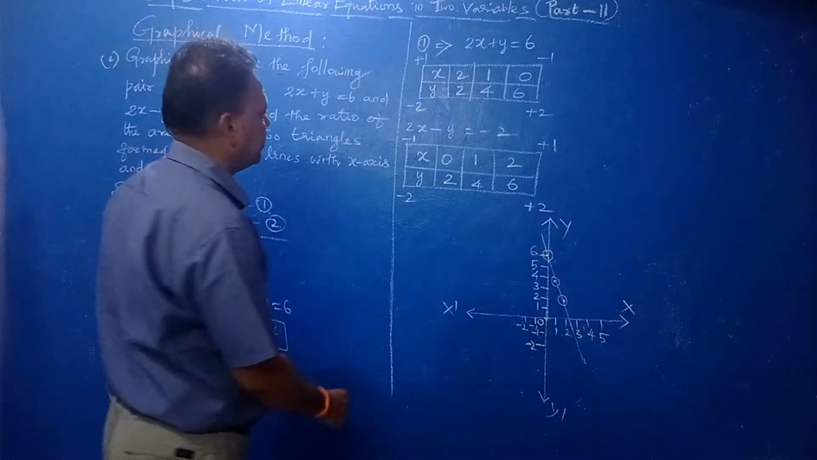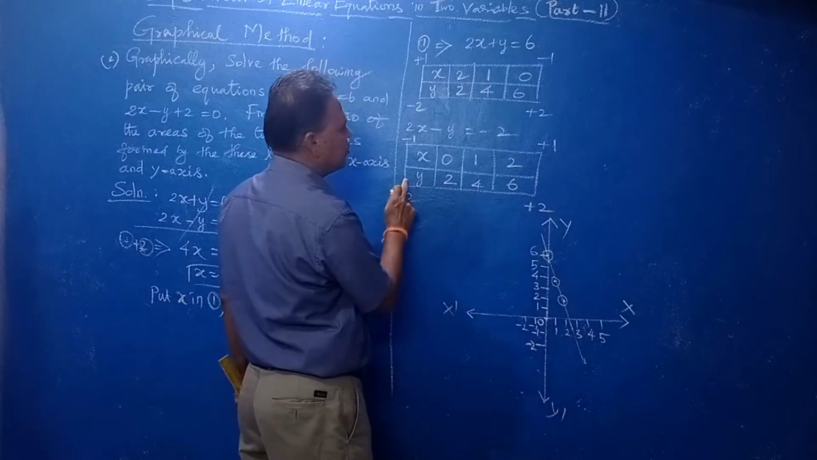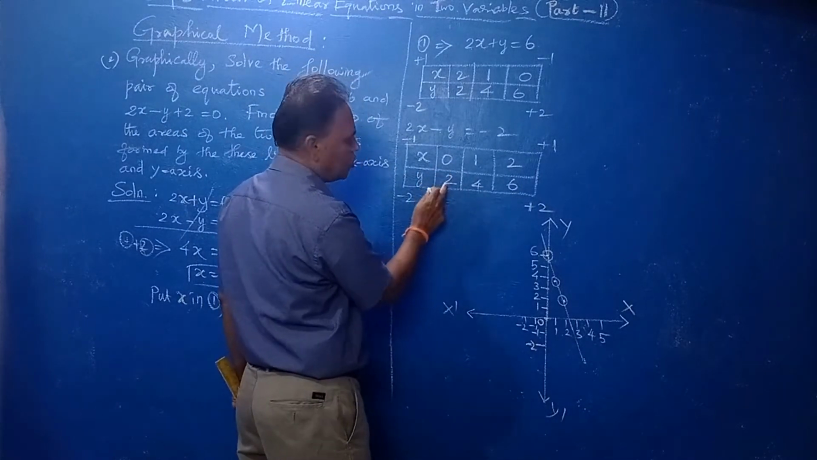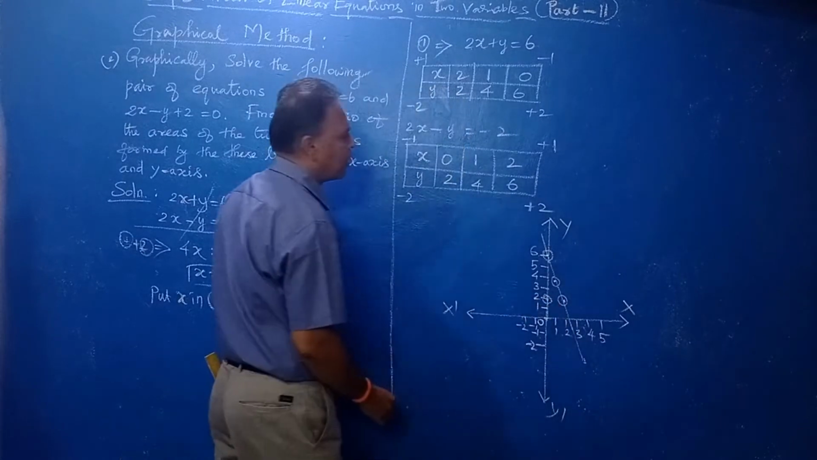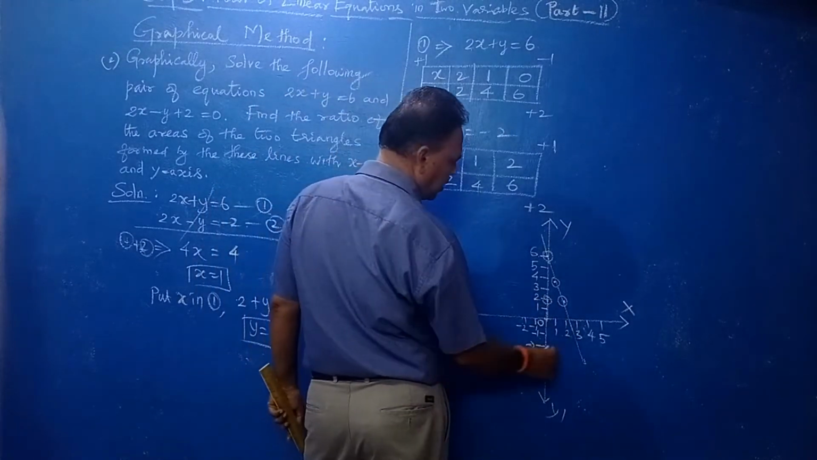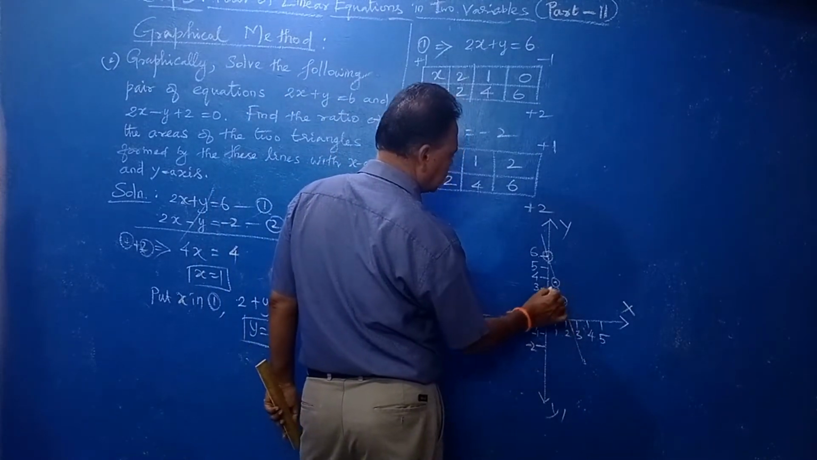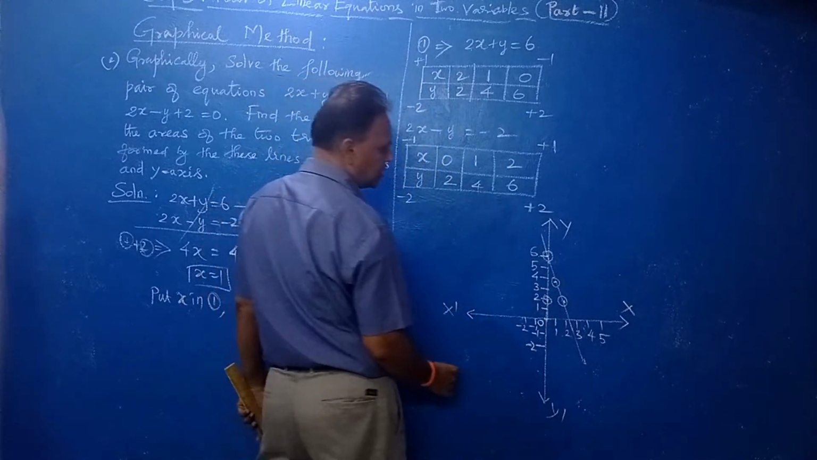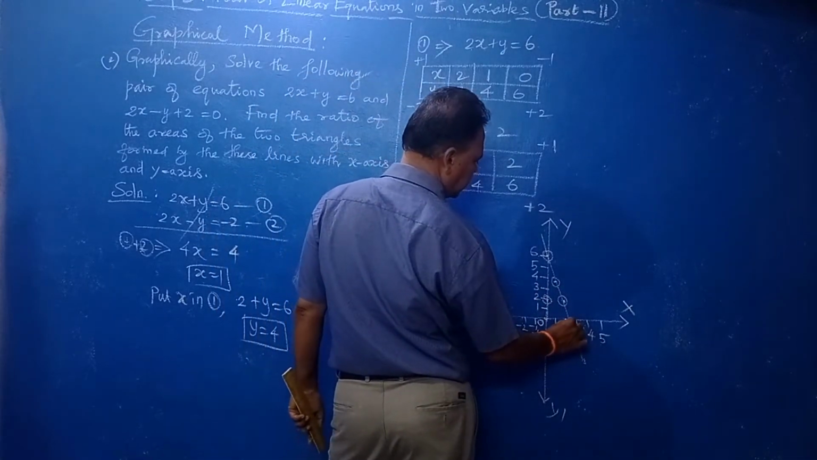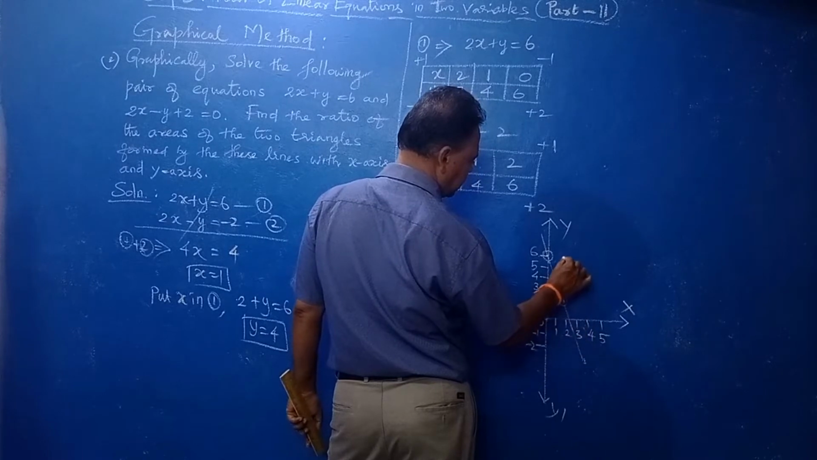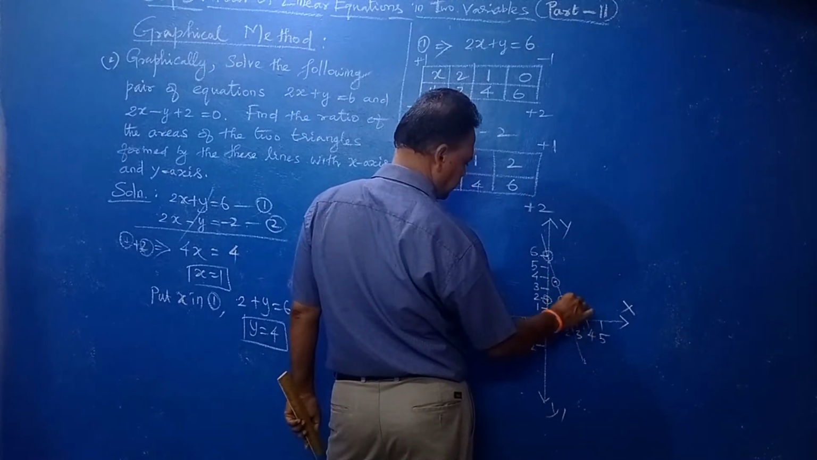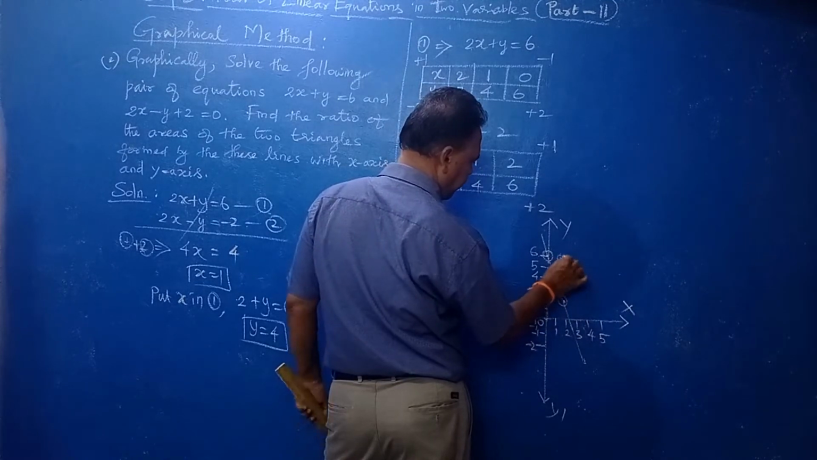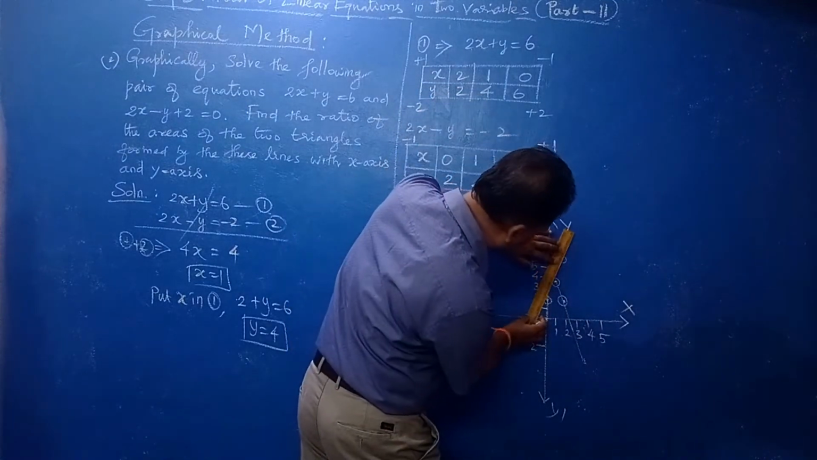The next equation solutions we write: 0 comma 2, 0 comma 2 here. 1 comma 4, 1 comma 4, this only. Okay. Then 2 comma 6, 2 is here, 6 is here. Okay. Now you join these 3 points.